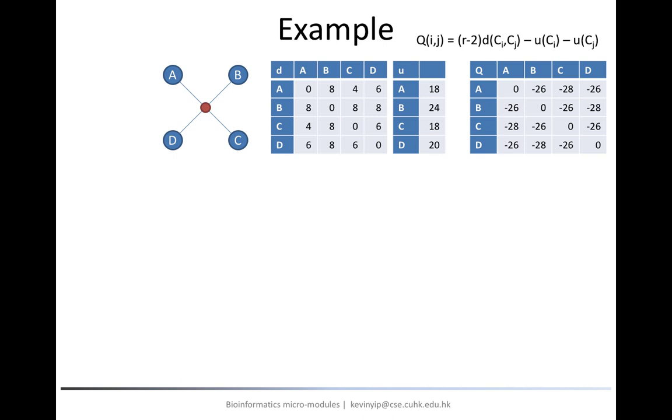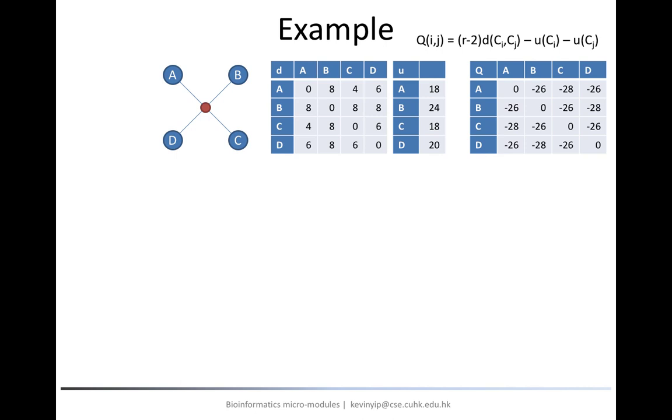The formula for the Q score is shown again as a reminder. Based on this formula, the Q score matrix can be computed. For example, the Q score for A and B is equal to the distance between them times the number of clusters minus 2, and then subtract from it U(A) and U(B). The actual value is therefore 8 times 2 minus 18 minus 24, which is minus 26. The other entries of the Q-score matrix can be computed in a similar way.